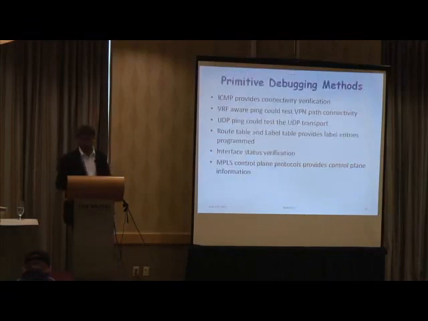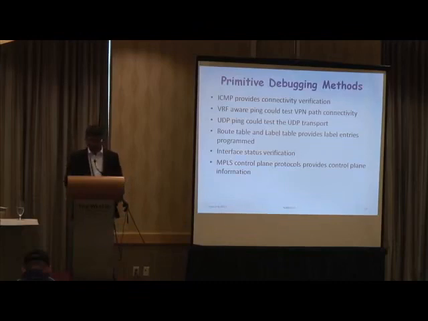So the primitive debugging methods were just to use ICMP to verify the route, the path between the two PE routers. That means you're emulating the data packet by sending ICMP; the ICMP packet will be a labeled packet and it will be sent. The other mechanism to use is VRF-aware ping, where you specify a ping packet to take a specific LSP by specifying that VRF.